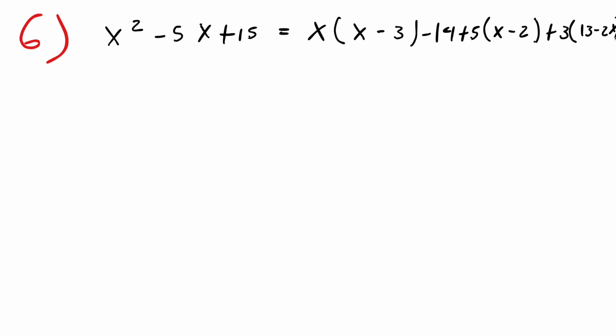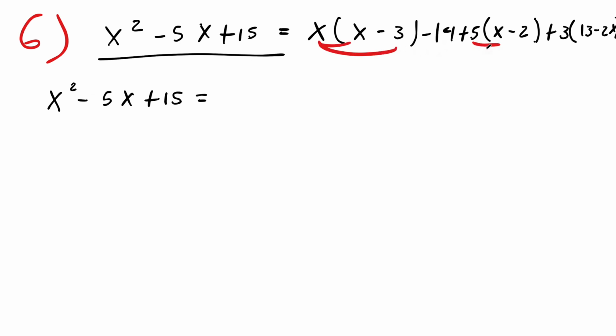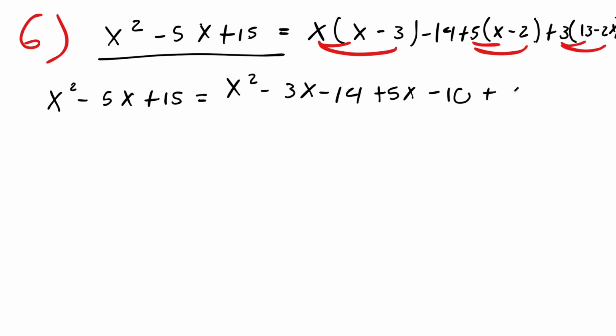This left side remains unchanged, right? You don't have to distribute anything else. So x to the power of 2 minus 5x plus 15 would be equal to, let's start distributing this by this times this, and this times this. x times x to the power of 2. x times minus 3 would be minus 3x. Minus 14 remains as minus 14. 5 times x would be 5x. 5 times minus 2 would be minus 10. Plus 3 times 13 would be 39. 3 times minus 2 would be minus 6.